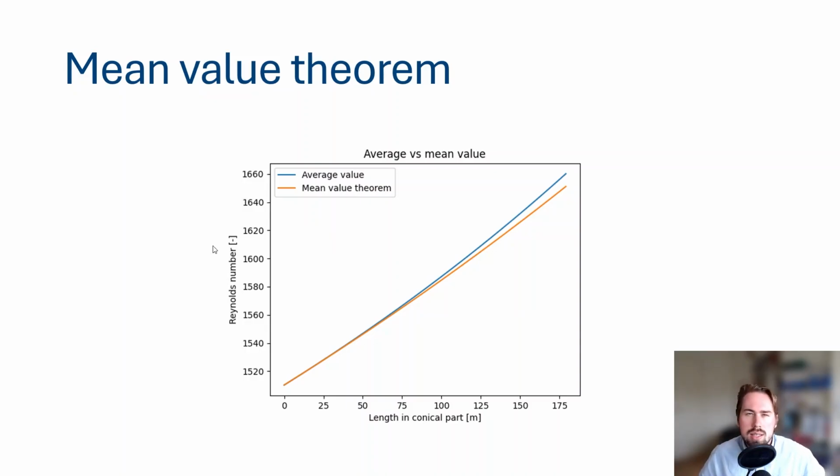Now let us take a look at some graphs and talk a little bit about the implications of having a conical region in your probe.